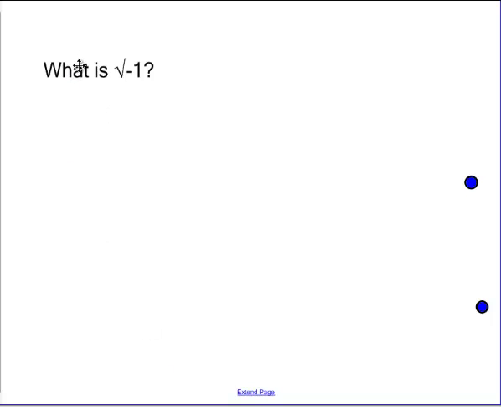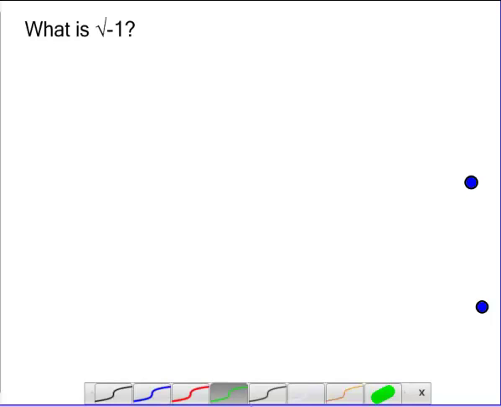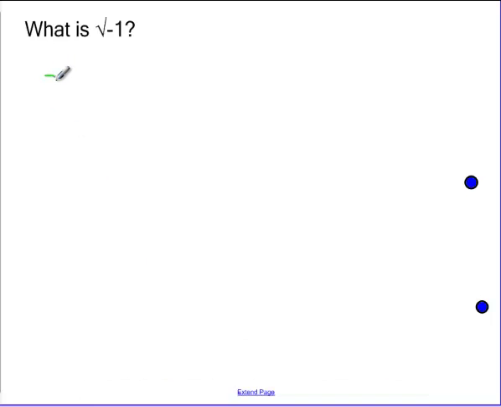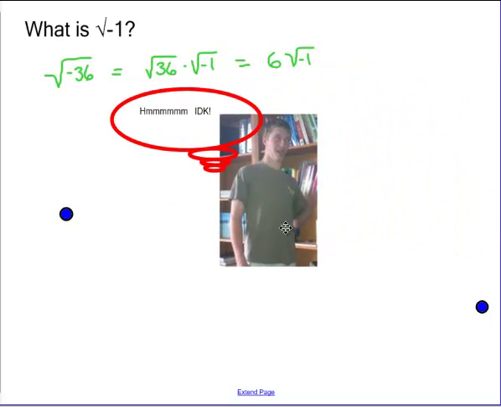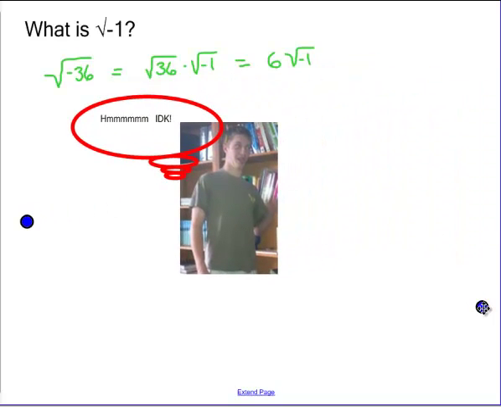So the question is, what is the square root of negative 1? You see, mathematicians said this. Let's work with that. They said, say we have that square root of negative 36. Well, the mathematician said we could factor that down into the square root of 36 times the square root of negative 1. The square root of 36 is 6, but here's the problem. You can't take the square root of negative 1. And Jack agrees. He doesn't know what the square root of negative 1 is.